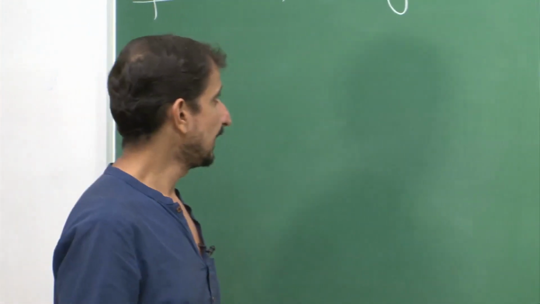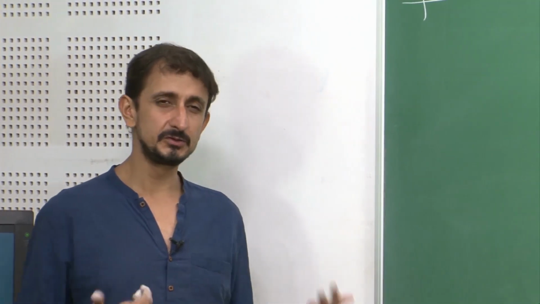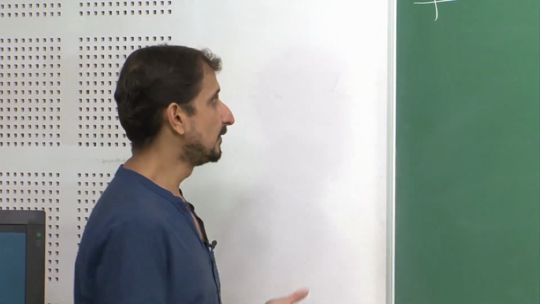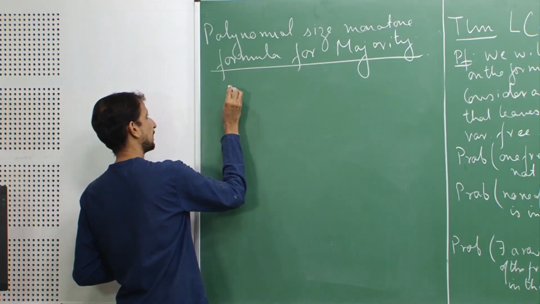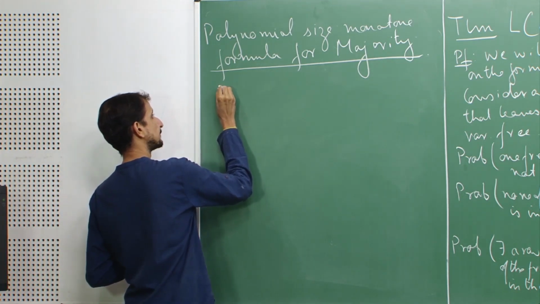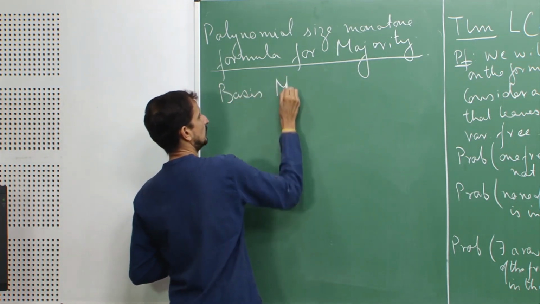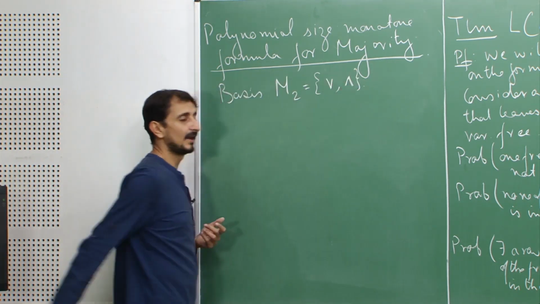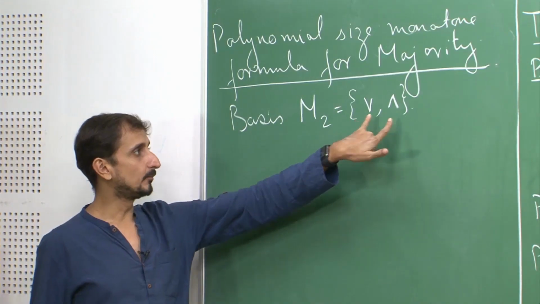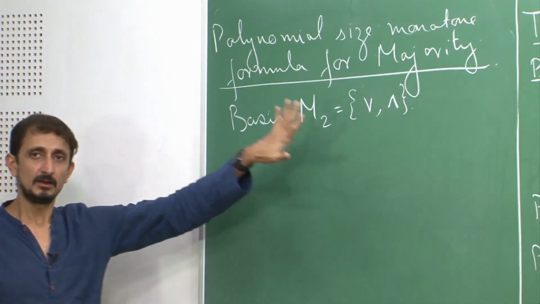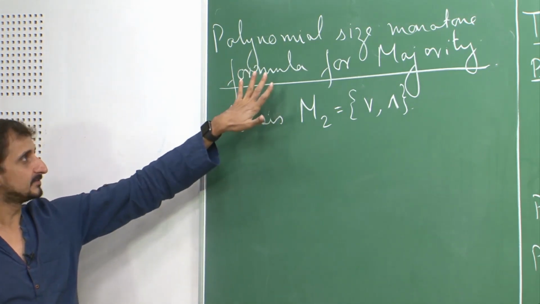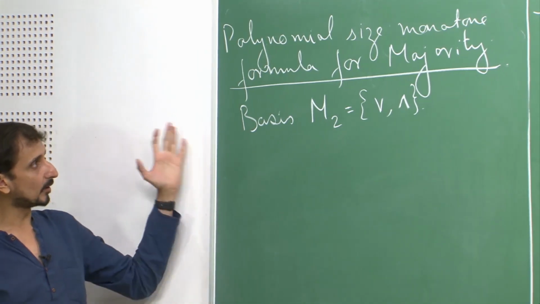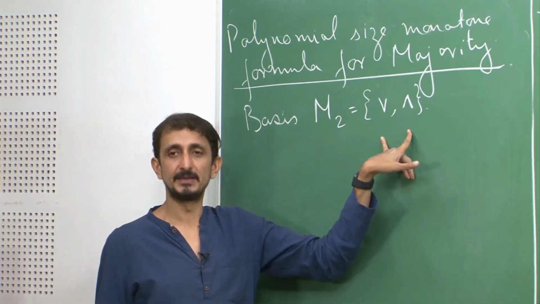Okay, so any formula is said to be monotone, and in fact the same definition is used for circuits as well. It is said to be monotone if there are no NOT gates. Okay, so we will look at this basis M2, which consists of only OR and AND. 2 because it is the 2 input OR gate and the 2 input AND gate. Now we have seen formulas over the De Morgan's basis, and over the B2 basis. Now, we will look at formulas computing majority over this M2 basis, that is, no NOT gates.